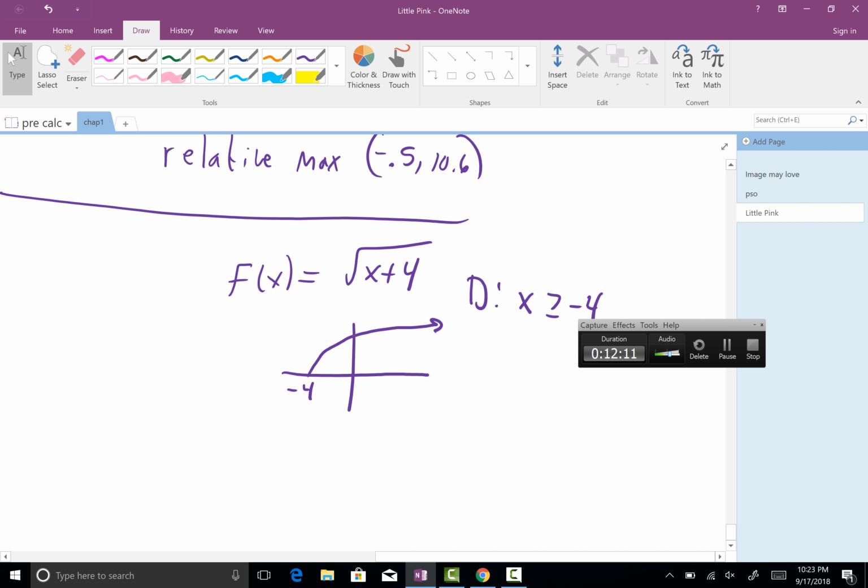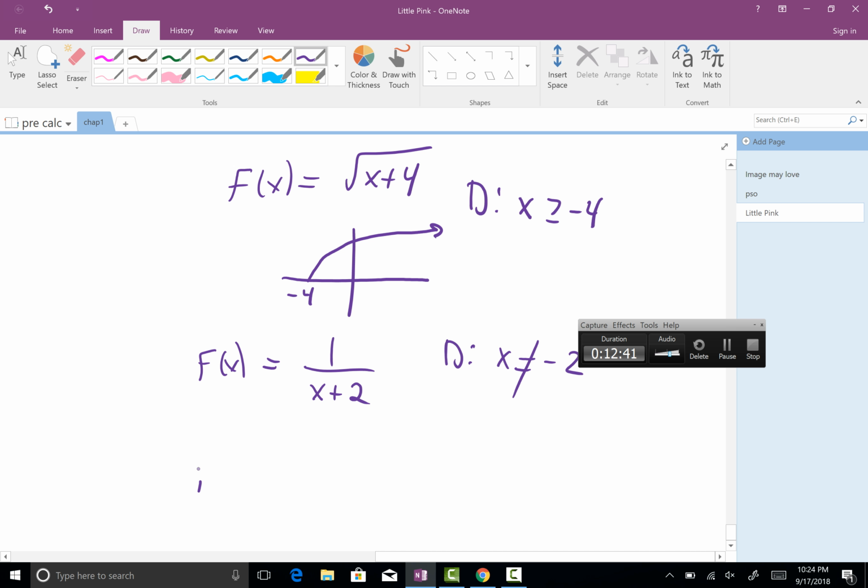Let's say we have something like this. Okay, here I know the domain's not going to work when x is negative 2, because negative 2 gives me a 0 down there. I can't have a 0 in the bottom of a fraction. All right, so those are just some of the basic things we can look at. Let's see, I was trying to think if there was anything else.